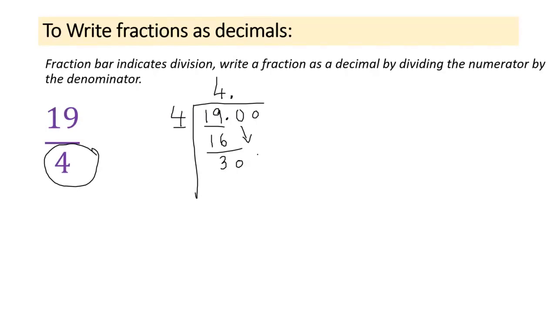That makes it 30. 4 goes into 30 7 times. That will be 28. Subtract 30 and 28, you will get 2. Let's bring down one more 0. 4 goes into 20 5 times. When we subtract, we're getting the remainder of 0, so no need to bring any more zeros. The quotient, our answer, is 4.75. So any fraction can be changed to a decimal by simply dividing.